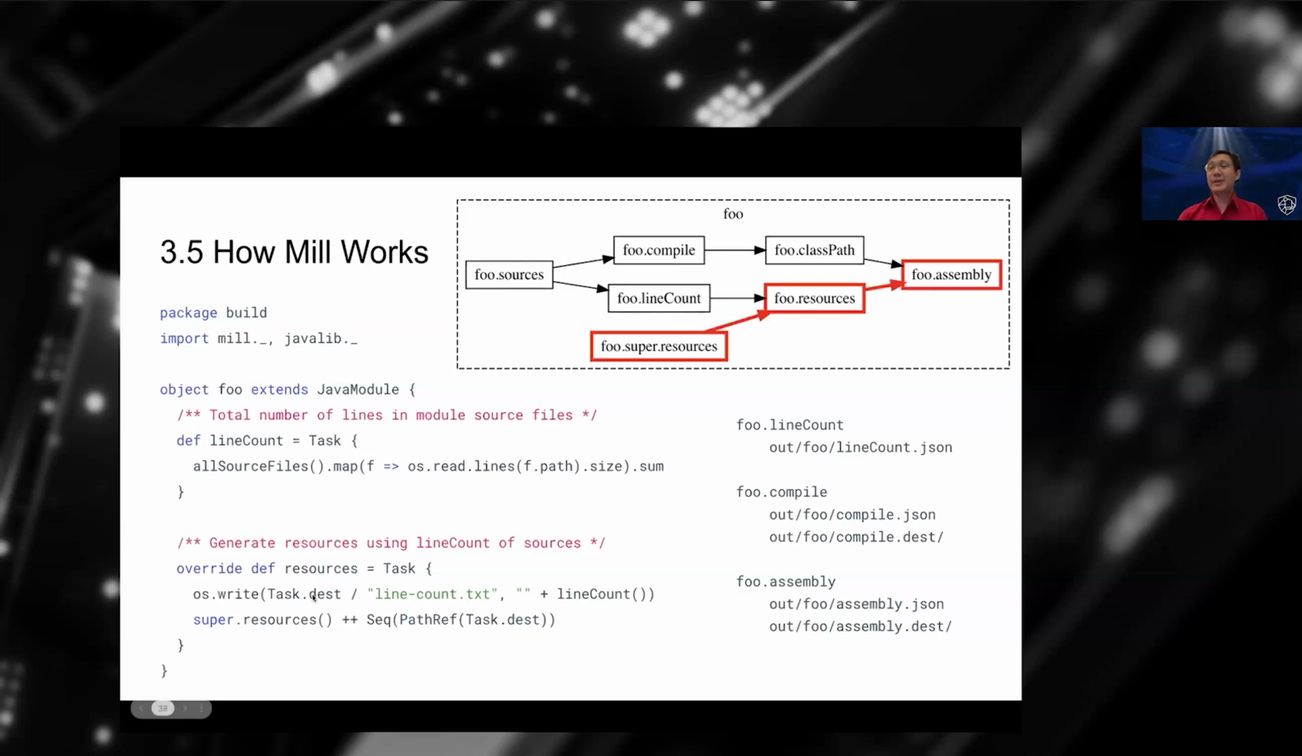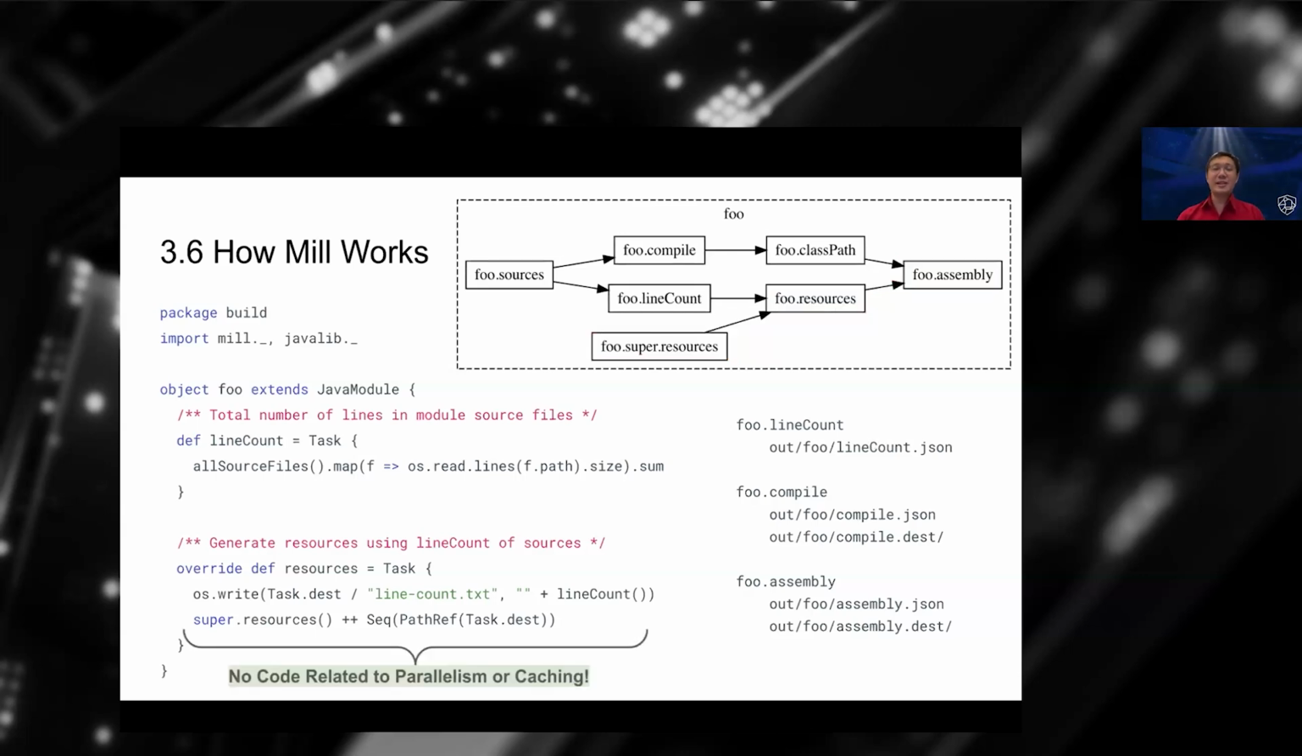When you make changes to inputs, for example, you change the resources folder that is now called super.resources, Mill is able to just do a simple breadth-first search in this graph and say that, hey, resources is downstream of super resources, so this needs to reevaluate. Assembly is downstream of that, so that also needs to reevaluate. On the other hand, line count, compile, class path, none of these are downstream of the changed inputs, so we can just reuse the cached JSON, which was generated automatically.